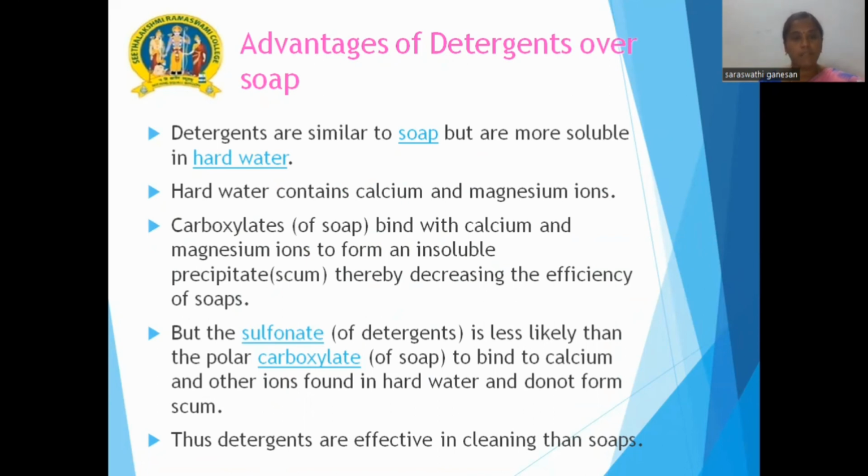But the sulfonate present in the detergent is less likely than the polar carboxylate present in soap to bind with calcium and other ions found in hard water, and hence these detergents do not form scum. Hence, the detergents are more effective in cleaning than the soaps.